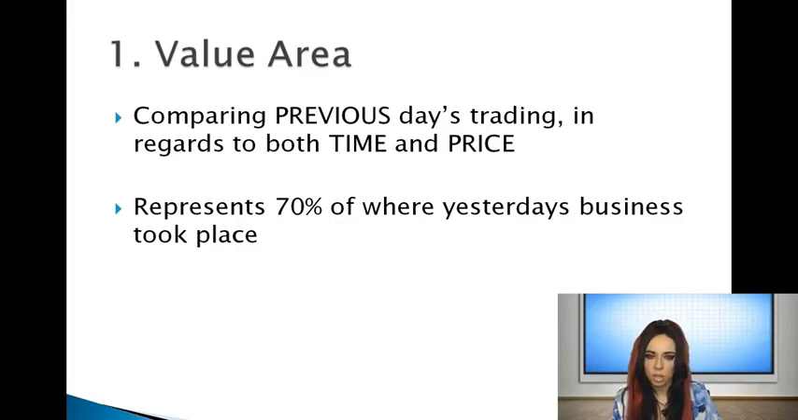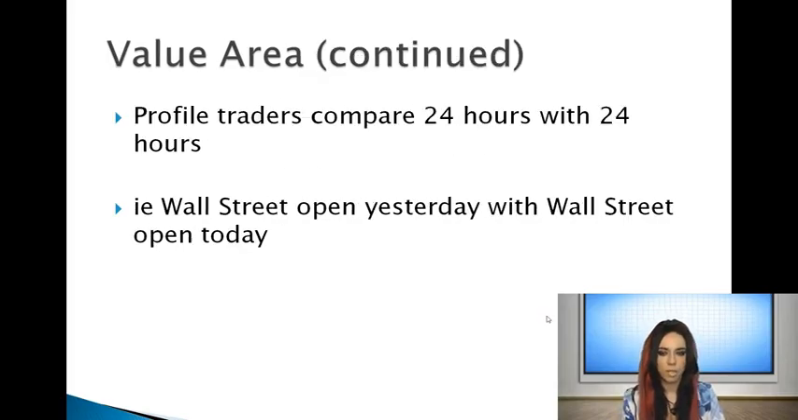The definition of the value area is that it represents 70% of where yesterday's business took place. By comparing the open of a particular exchange, let's say Wall Street today, with where the price opened at Wall Street yesterday, we can quite accurately gauge which side the sentiment lies. And this is the simplest explanation.